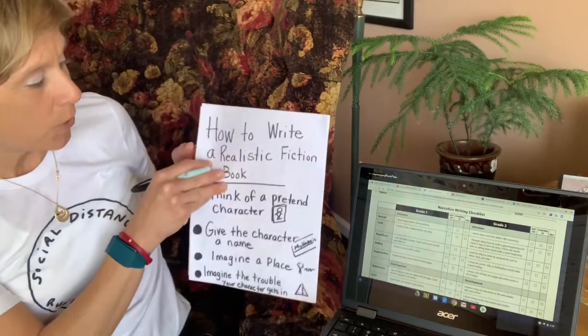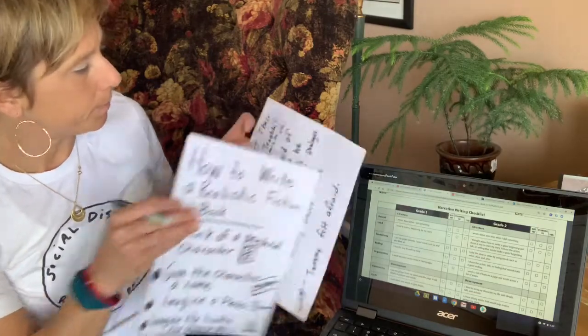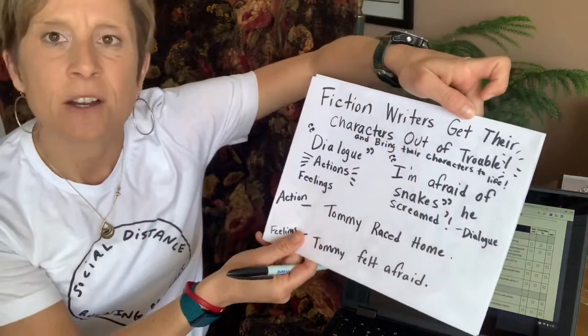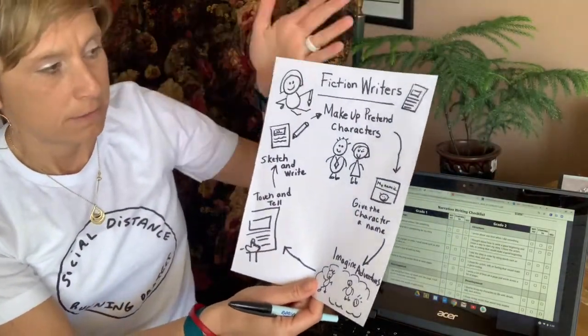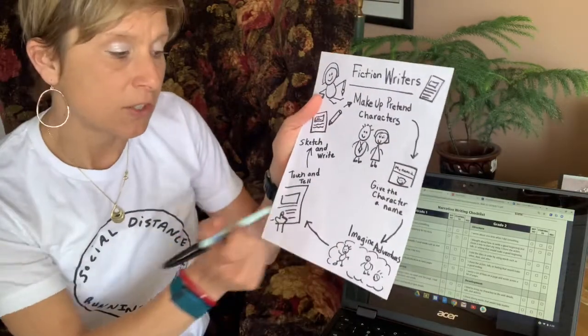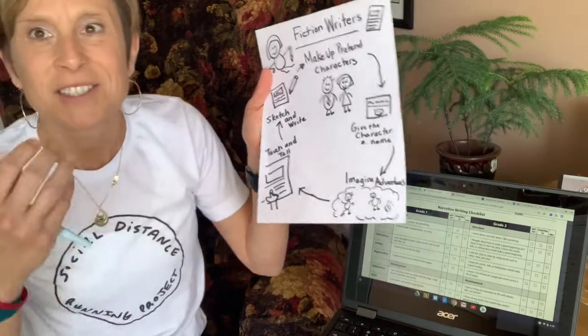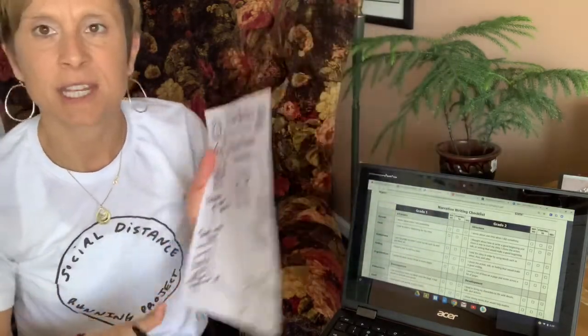So here's your goal. Today, you are going to write a complete fiction piece. You are going to use all the anchor charts we've already provided you. Things like how to write a realistic fiction book, fiction writers get their characters out of trouble, fiction writers remember, make up pretend characters, give the character a name, imagine adventures, solve problems, touch and tell, sketch and write. You have your ways to spell words chart. And finally, you have ways to bring stories alive.